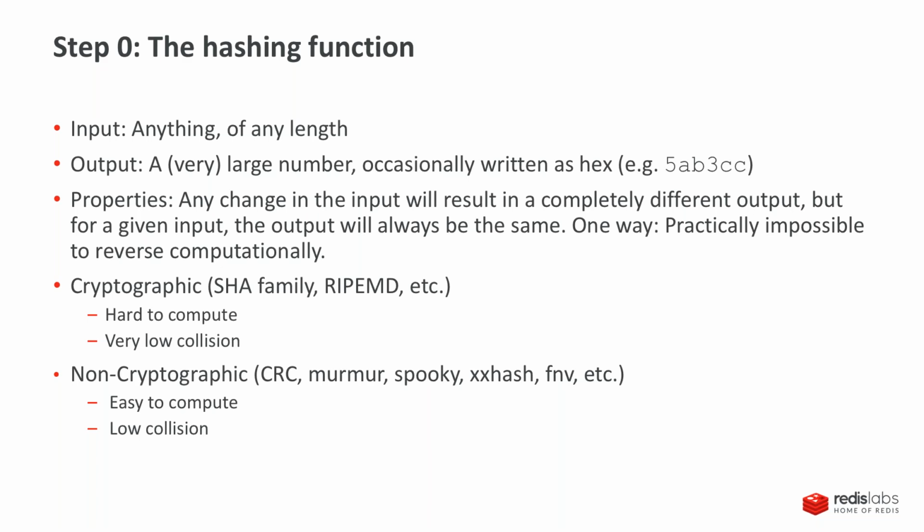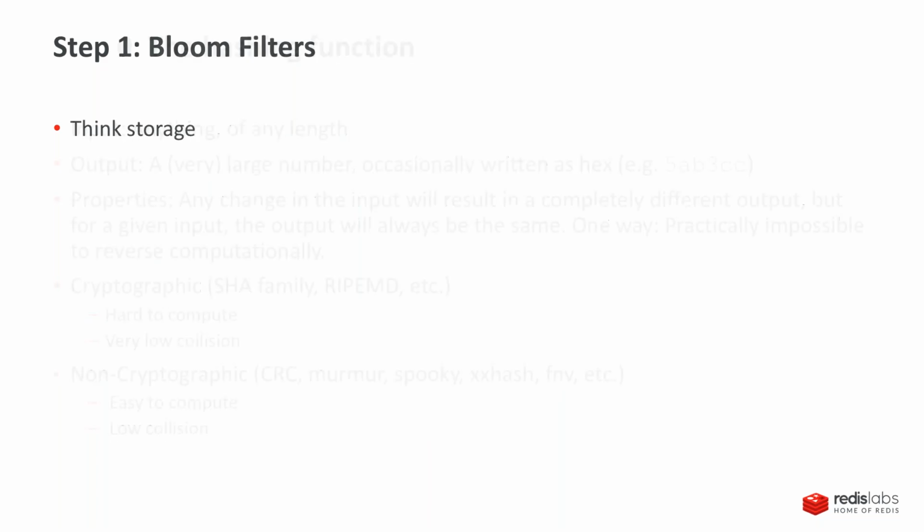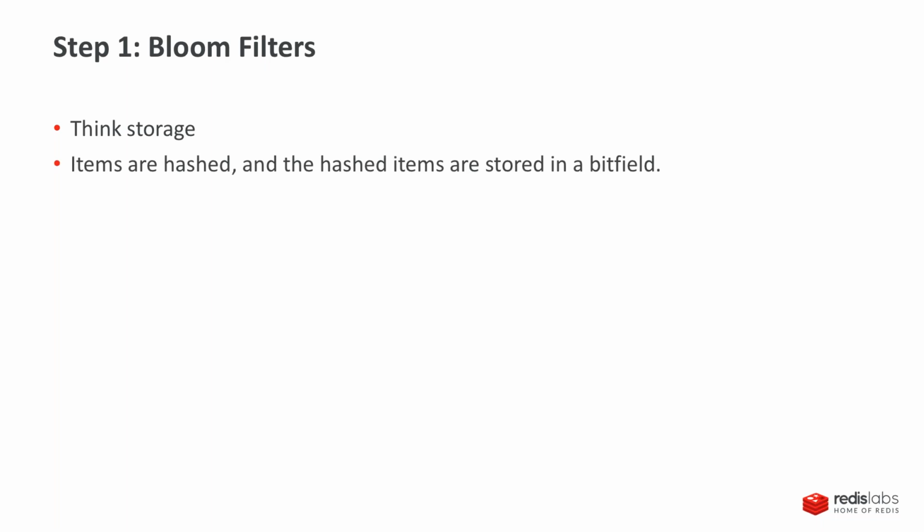Now that we know this, let's go into the first type that we want to talk about today, which is the Bloom filter. Filter is such a weird term for it to me. But think of it as storage that does some very limited things. How it works is the items are hashed, and the hashed items are stored in a bit field. I know that sounds a little weird, but if you have a number that is a series of bits, ones and zeros, and you keep overlaying them, this is kind of how Bloom filters work.